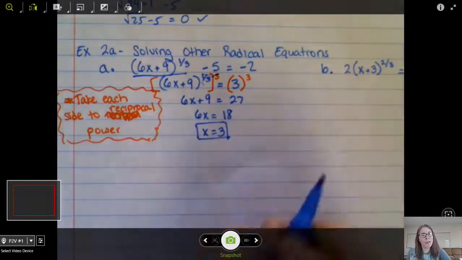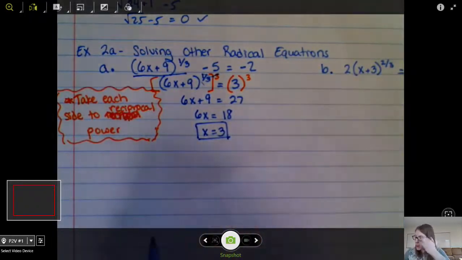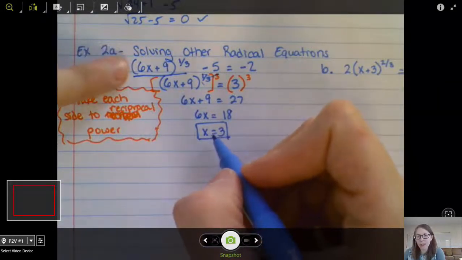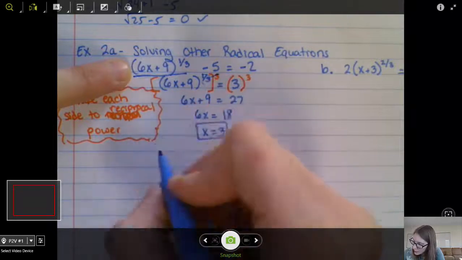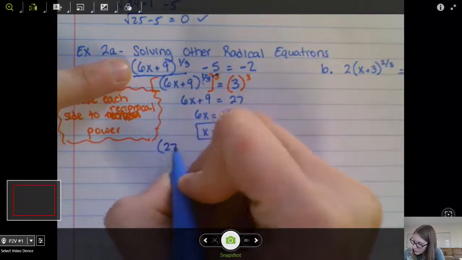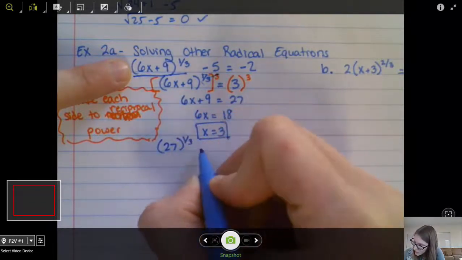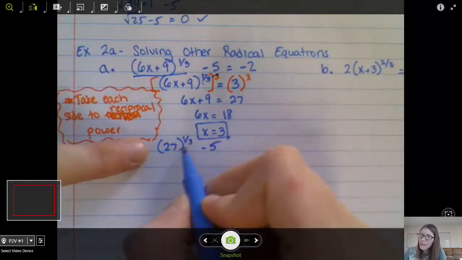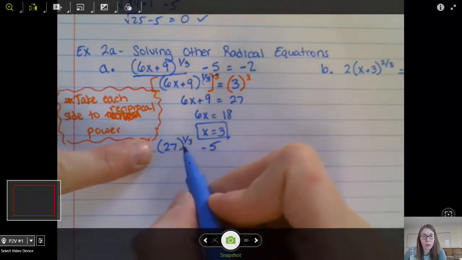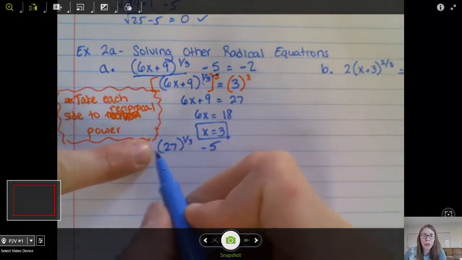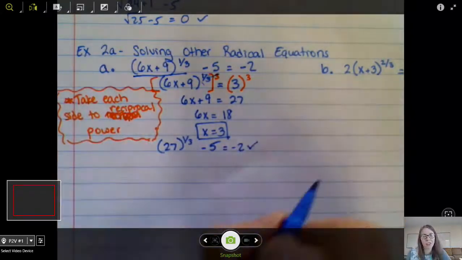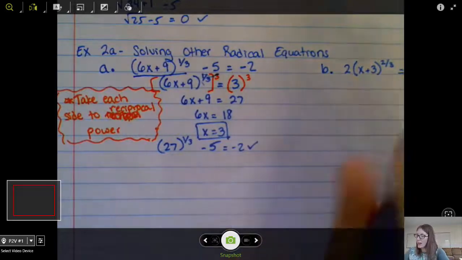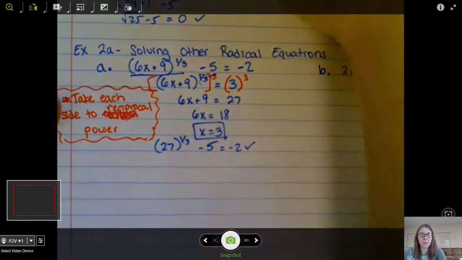And again, don't forget, we can always check our answer to make sure this works. If I plug 3 in here, 3 times 6 is 18. 18 plus 9 is 27. 27 to the 1/3 power is the cube root of 27, which is 3. 3 minus 5 is -2. Our answer works. So x = 3 is our answer.